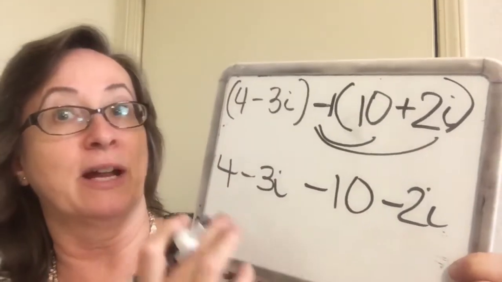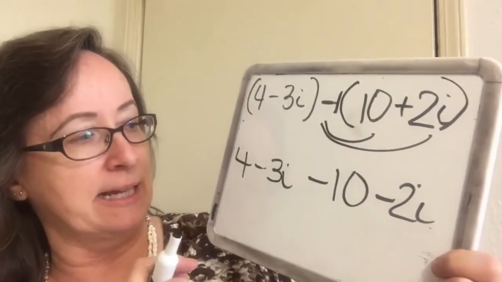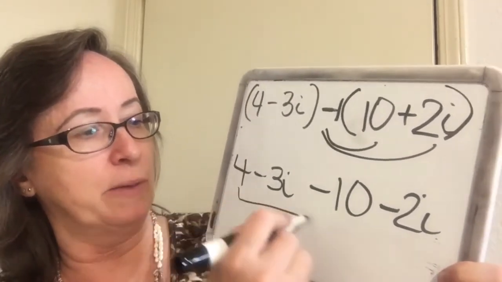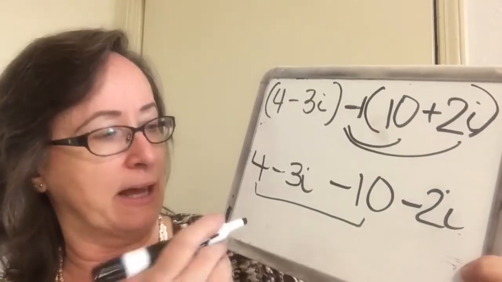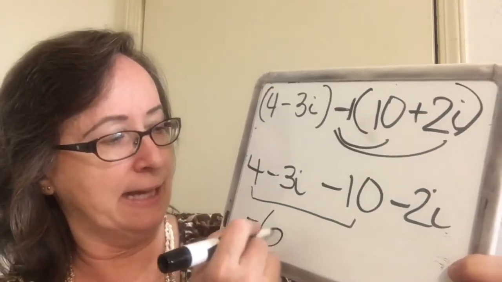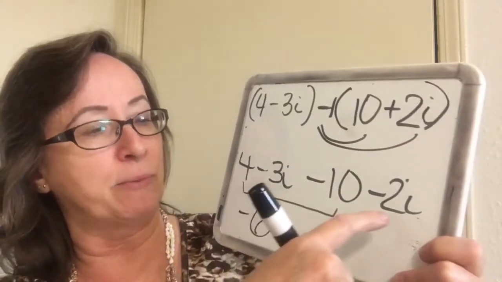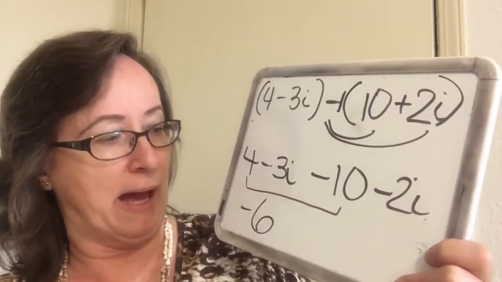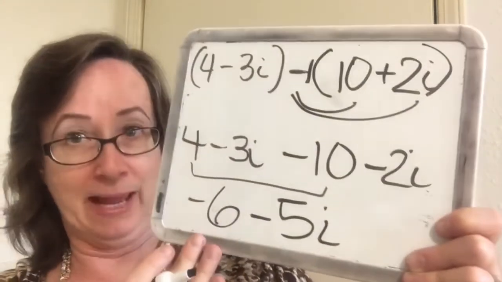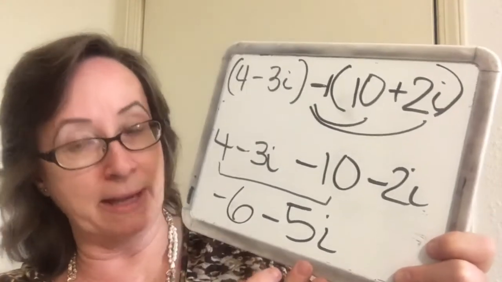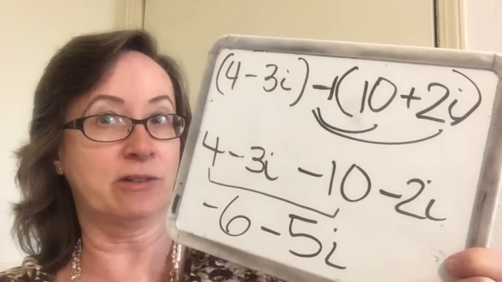So now that I have the correct signs everywhere, I'm going to take my two real parts, a +4 and a -10, and add them together. And I'm going to get a -6. And I'm going to take a -3i and a -2i and add them together to get a -5i. I have my real part and my imaginary part in standard complex form.